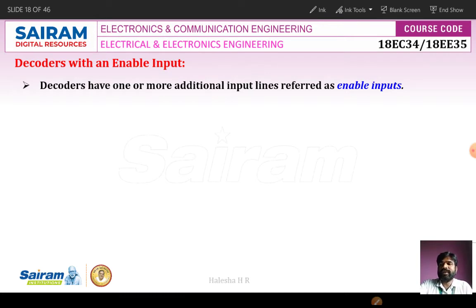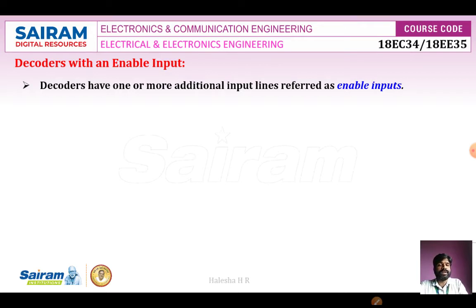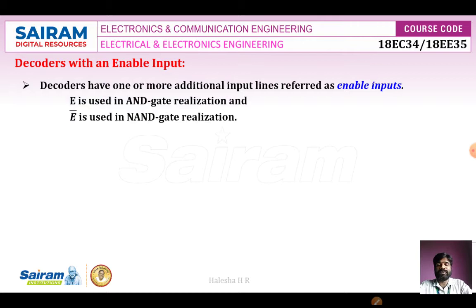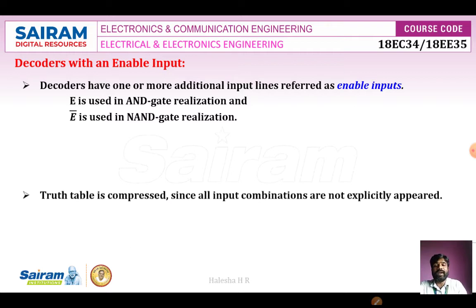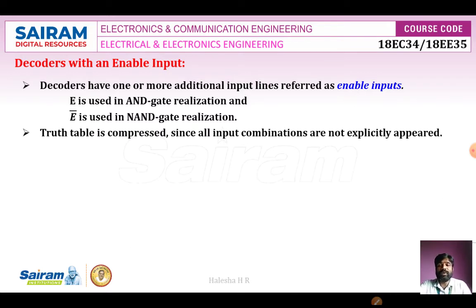Now we see decoder with enable input. So far we discussed AND gate decoder and NAND gate decoder. There we did not consider the enable input. That means decoders have one or more additional input lines. They are referred to as enable inputs. So here we use E for AND gate realization and E bar for NAND gate realization. That means for AND gate realization we use active high enable input, and for NAND gate realization we use active low enable inputs. And here the truth table is compressed.